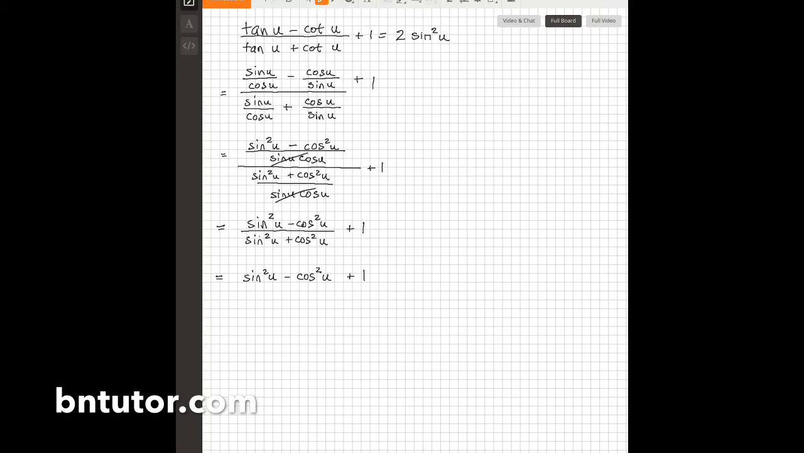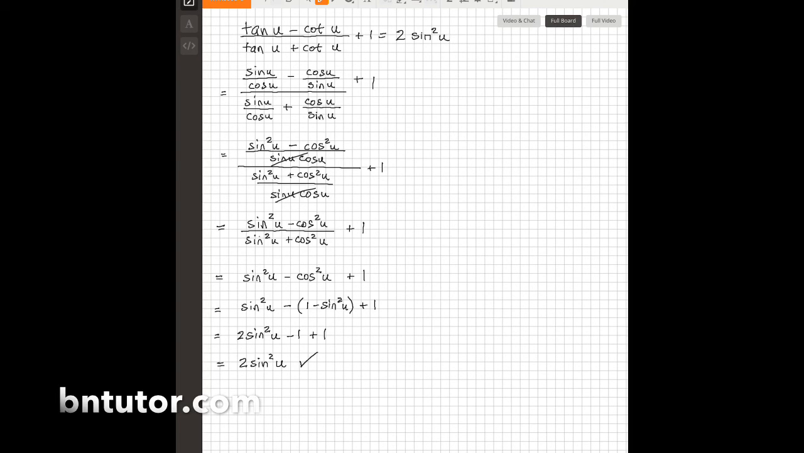If we think about turning around that identity of sine squared plus cosine squared equals 1, we could rewrite this as sine squared minus, and then replace the cosine squared as being 1 minus sine squared. Then if we distribute that negative through the parentheses and combine the like terms that result, we get 2 times sine squared of u minus 1 and plus 1, which simplifies to just 2 times the sine squared of u. This is what the right-hand side also was, and so we have proved this identity.